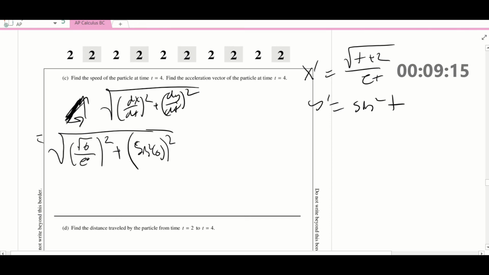So the square root of the square root of 6 divided by e to the power of 6, squared, plus sine of 6 squared, squared. And this is approximately equal to 0.078.